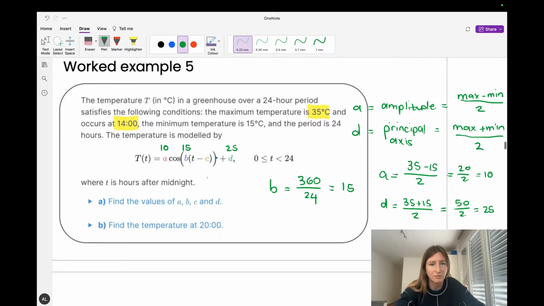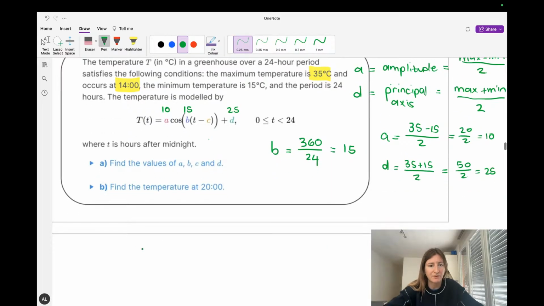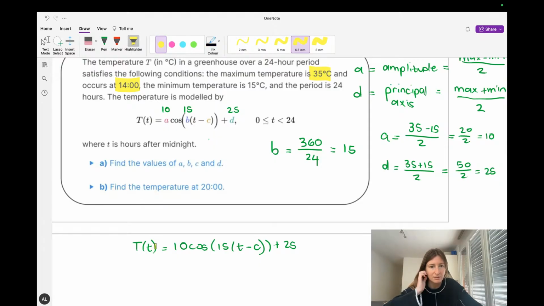So let's write the formula all together. What do we have so far? T of t equals 10 cos 15, don't know C yet, plus 25. So these are all the things we've figured out already. So now to find C, let's substitute because we don't know. These are all of our variables, t and C, but we have some values for that. So T of t is 35.